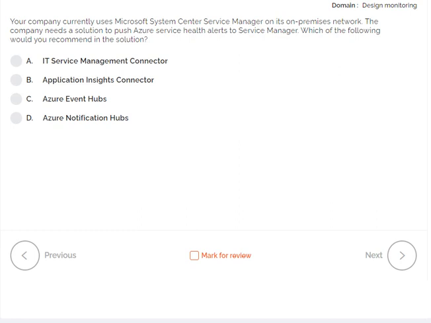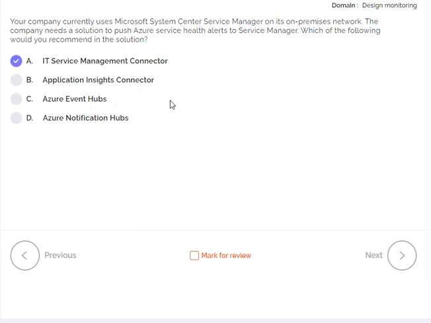Right, so here we are talking about the connector. What is the requirement? The requirement is a solution to push Azure Service Health alerts to Service Manager. How will this be accomplished? This will be accomplished with the help of a connector, and that connector is the IT Service Management connector. And if you look at the application inside connector, this is not the correct answer.